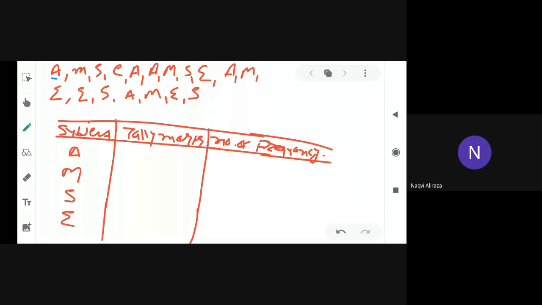First of all, one art, so we are putting one vertical line. And then again two arts, then again one art, putting also one line. And then after we get the fifth art, it means we have to cross these four lines, and it is known as tally marks. Okay, boys? Then we are counting mathematics. 1 maths, 2 maths, 3, 4. So we are putting 4 vertical lines for maths.